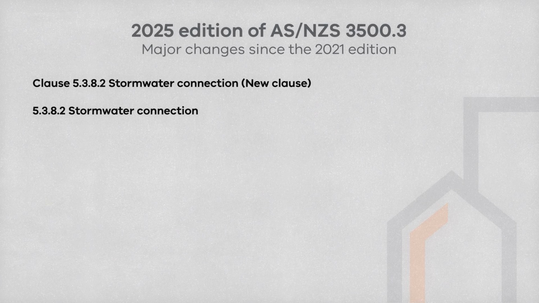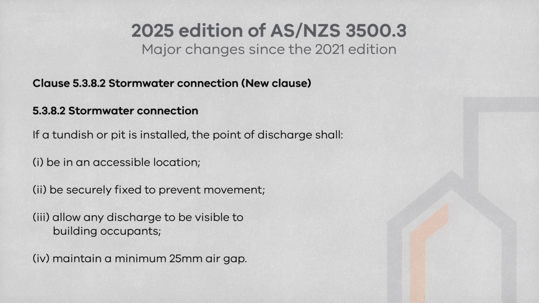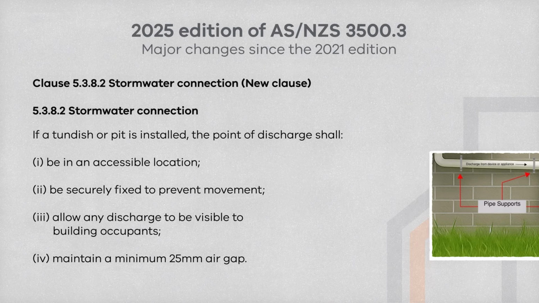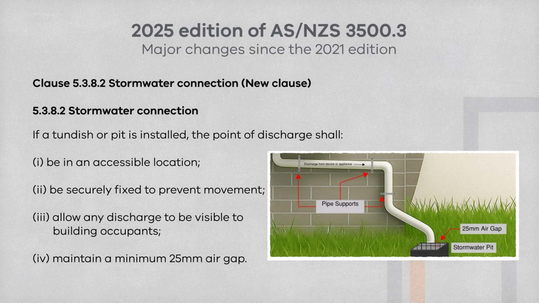Now, still under clause 5.3.8.2 stormwater connection. These parts focus on what's required when you connect a discharge from an appliance to a tundish or stormwater pit. The standard now gives us 4 clear technical requirements to comply with. First, it must be accessible. Second, it must be securely fixed.